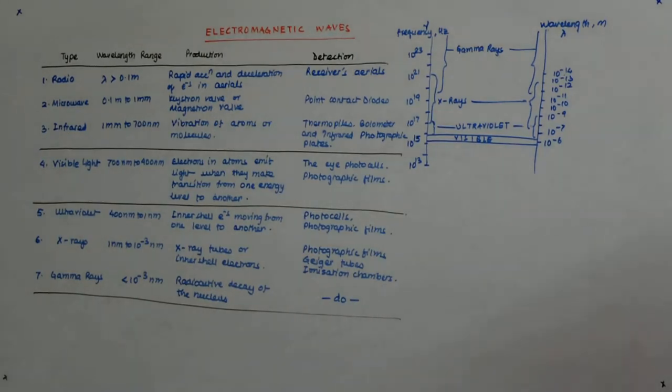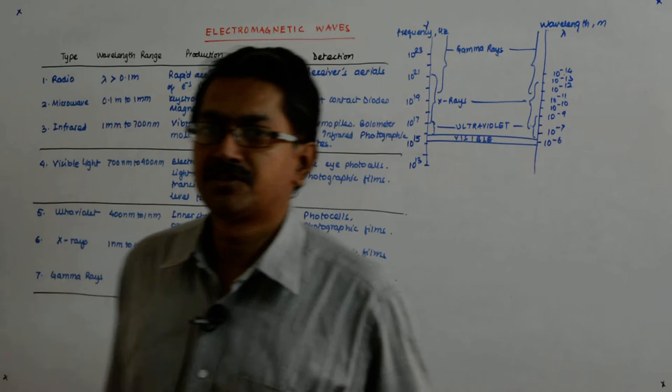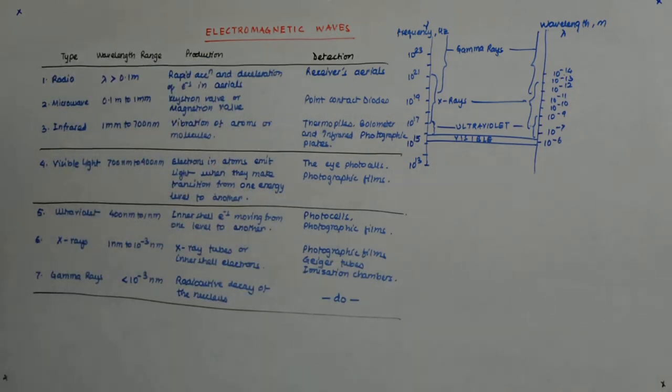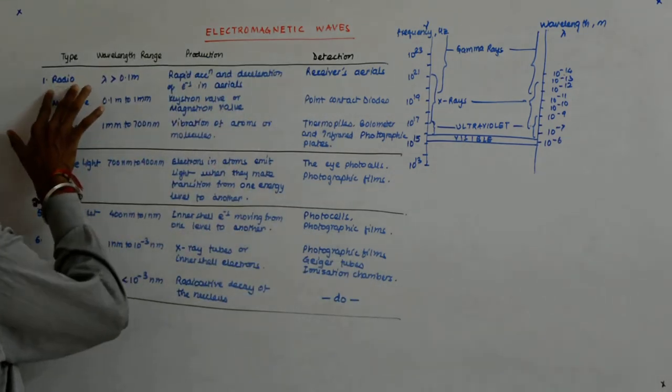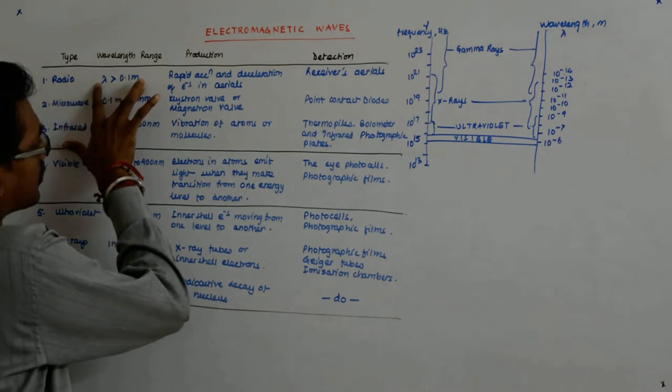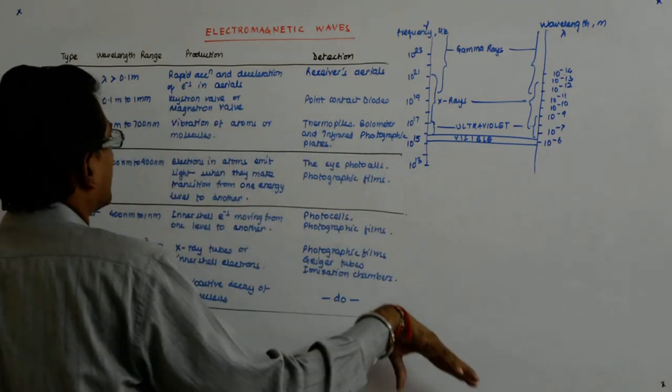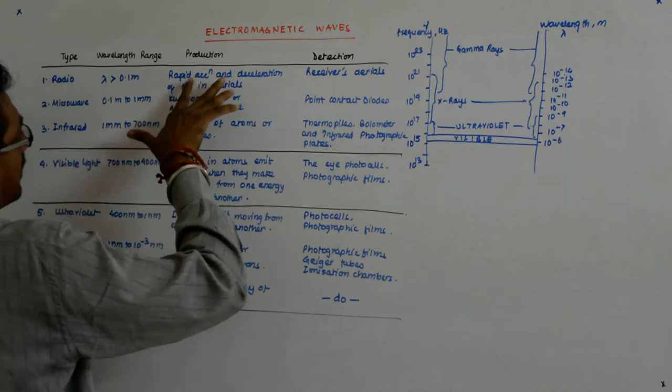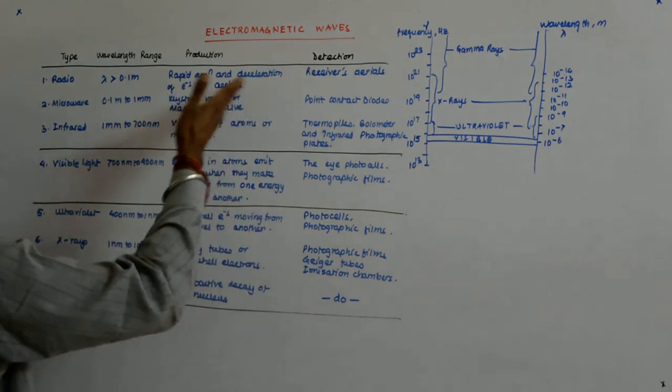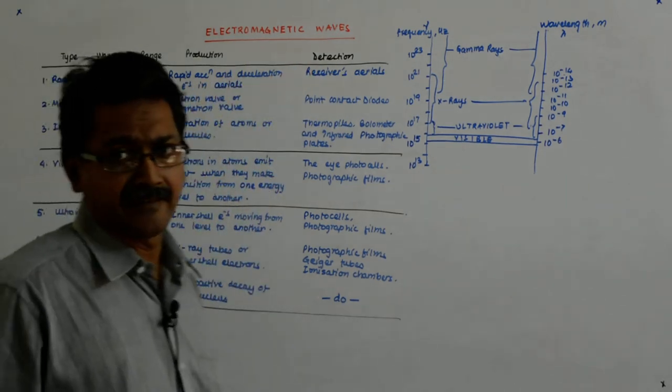So this is the table that summarizes everything that we have studied about the electromagnetic spectrum, right from the radio waves, whose wavelength is greater than 0.1 meters, so frequency below that, and it is produced by rapid acceleration and deceleration of electrons in aerials.